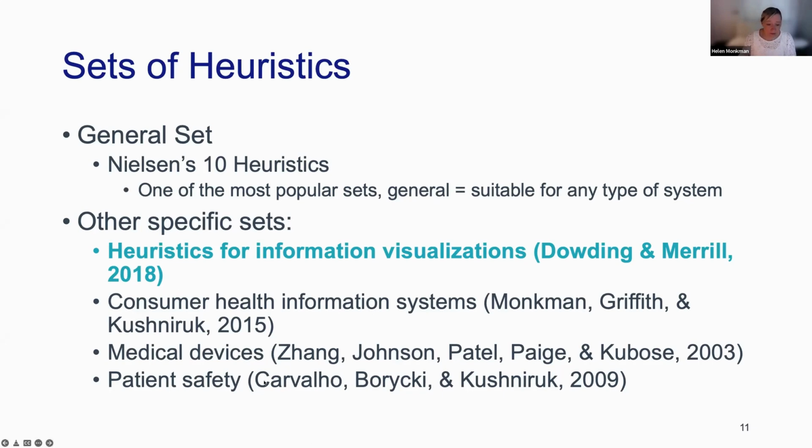There are some for medical devices. And Dr. Barucki and Dr. Kushner also collaborated on some that are more related to patient safety, when that is a really key goal of your evaluation. So depending on what you're doing, you would pick a different set or maybe combine a couple sets. That's up to you. But today we're going to become familiar with these ones. And spoiler alert, most of them are actually Nielsen's because they're so general and so useful.